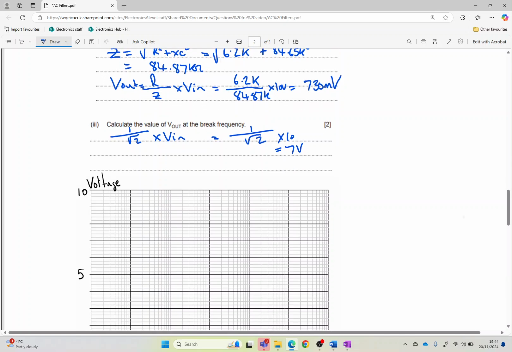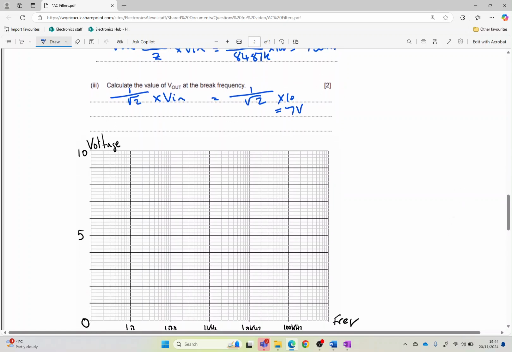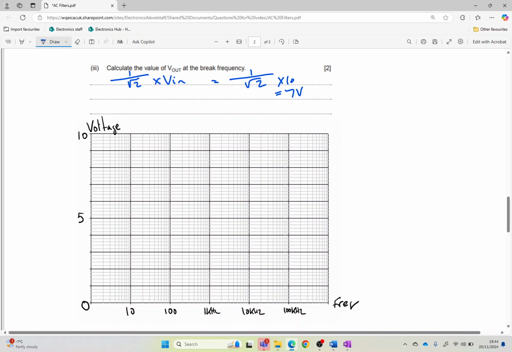Okay, drawing our graph. This is a slightly different graph. You can see this is a log linear graph, so we have to be a bit more careful. We're still looking at our break frequency at 3 kilohertz. So there is 1 kilohertz to 3 kilohertz. There's 3 kilohertz on our graph, and at our break frequency we're going to have approximately 7 volts out. So 5, 6, 7. There's our 7 volts out. So we need to join up our points, put a cross in there like so.